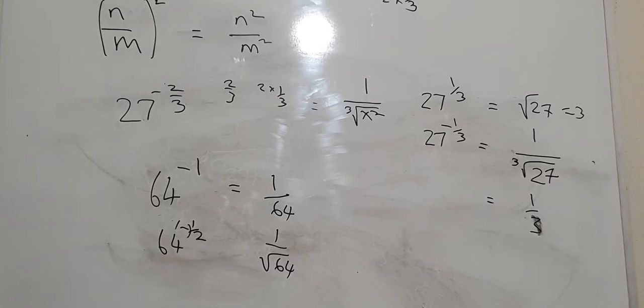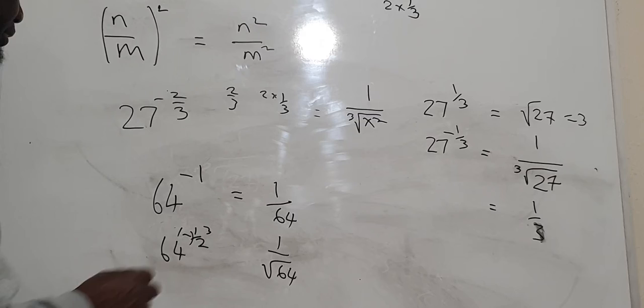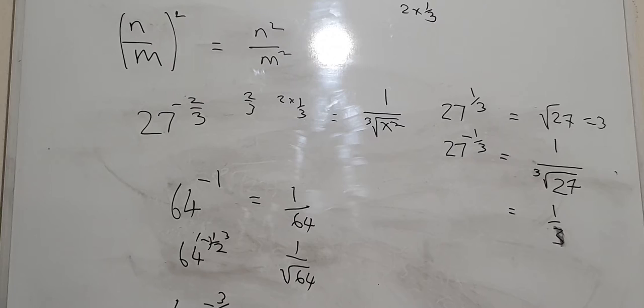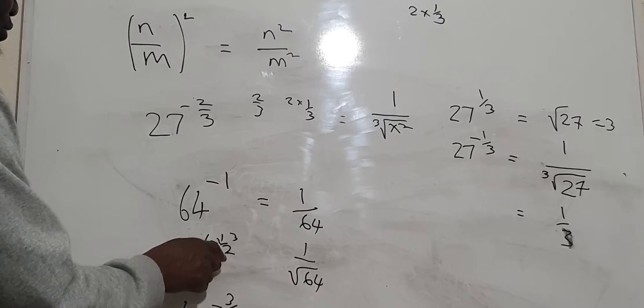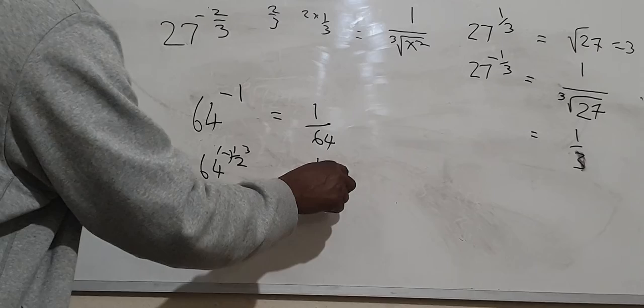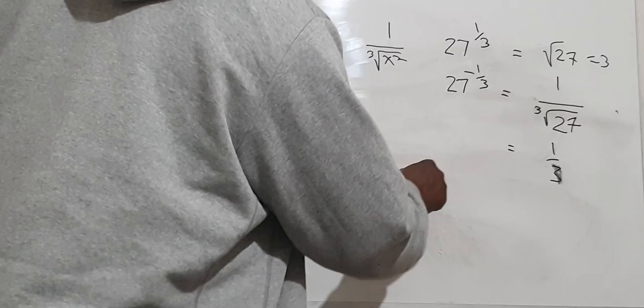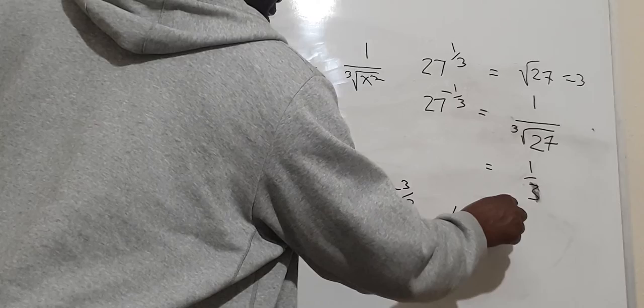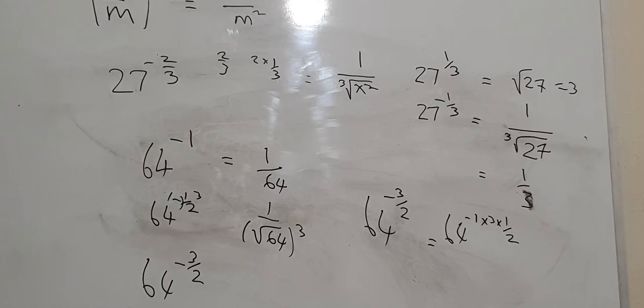Now immediately I put 3 here, meaning 64 to the power minus 3 over 2. I put 3 on the top. Minus 1 over, 1 half, square root, to the power 3. So therefore, you will see 64 to the power minus 3 over 2 as 64 to the power minus 1 times 3 times half. That will give you 3 over 2.